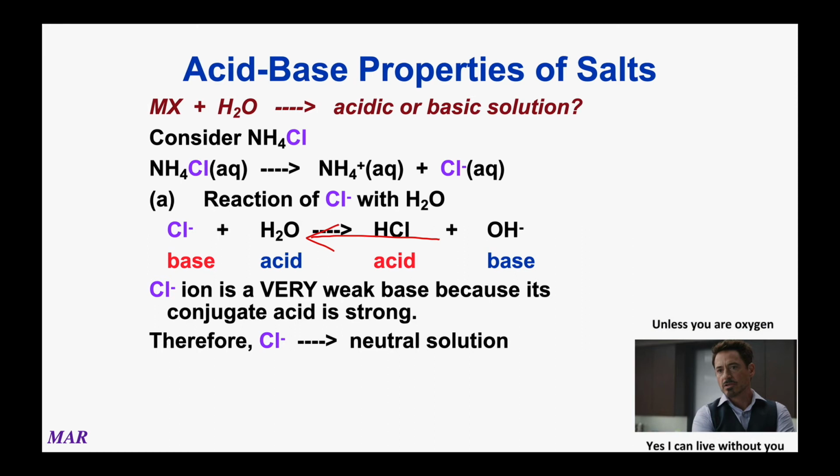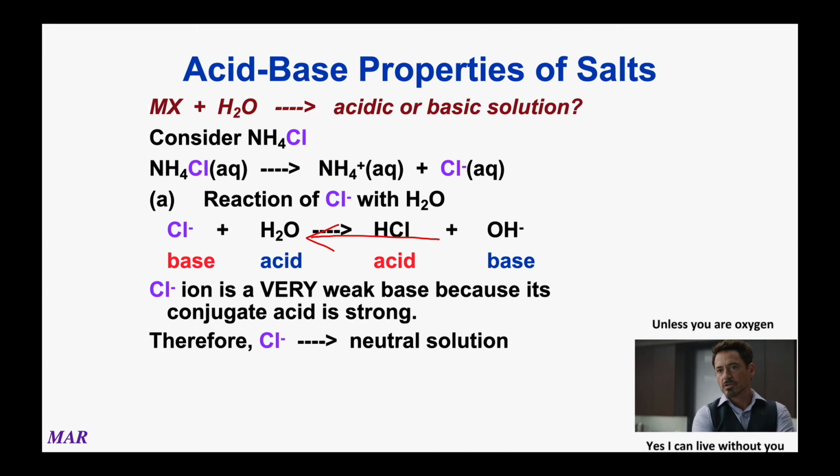So chloride is an example of an ion that is going to make a neutral solution. And it's going to be neutral not because it can't do something, like in theory it could make HCl, but it's going to be neutral because the conjugate it makes is so strong that the conjugate pushes the reaction back to where it was originally. Chloride has no pH effect, all right?